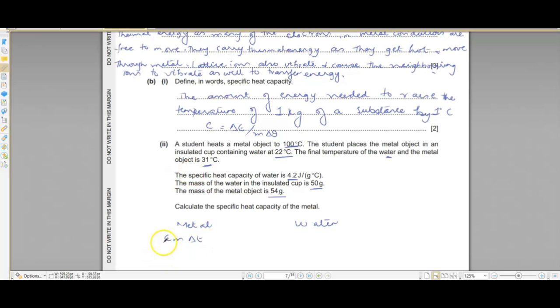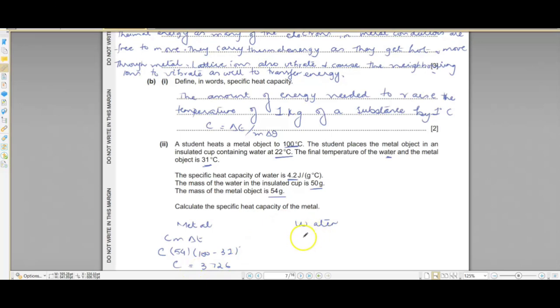So specific heat capacity of the metal is something we've got to find. Okay. Mass of the metal has been given to us as 54 grams, and delta T would be the final temperature and the initial temperature. So that is going to be 100 minus 31 degrees. Okay. So solving this is going to give us an answer of 3726. Okay.